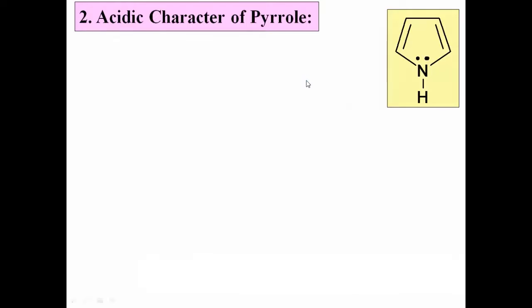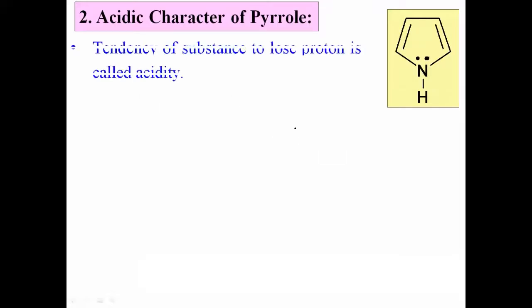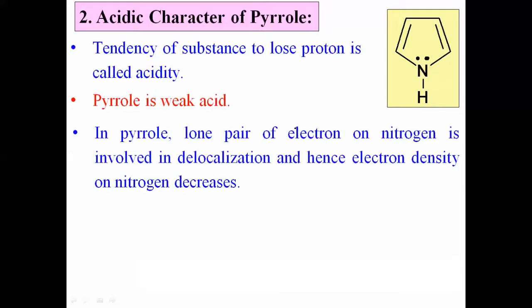Okay, what is meant by acidic nature? Simply we can say that any substance which loses a proton is called acidic. Pyrrole is an example of a weak acid, that is, it shows weak acidic nature.